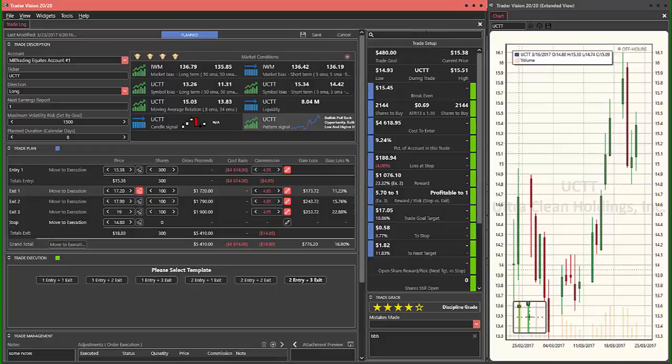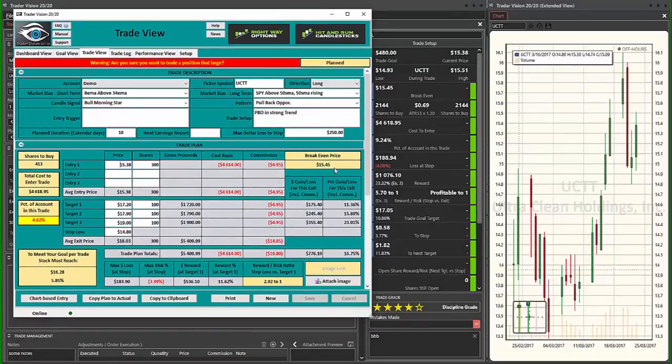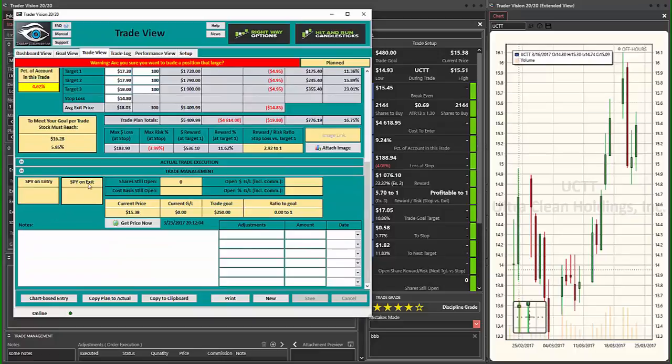Over in trade setup, these are similar to version 1. These are similar to information like the break-even price, the shares to buy, the total cost of the trade. Basically what I've got here is tan fields, the risk reward and so forth. Down here, what the comparison indicator is doing.